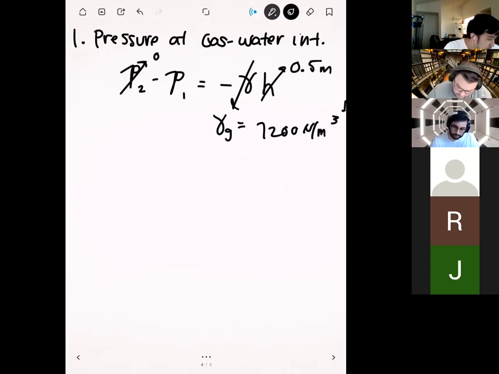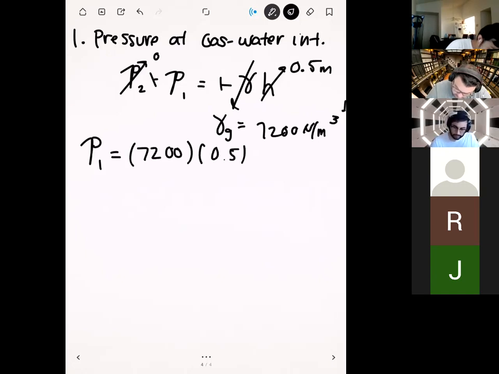And so we plug all these guys in. Okay. These two negatives cancel out. Then we get P1 is equal to 7,200 multiplied by 0.5. Okay. And this gives us 3,600 pascals.